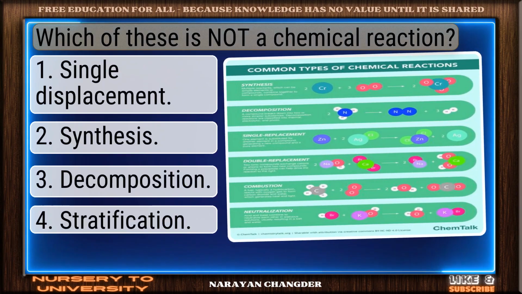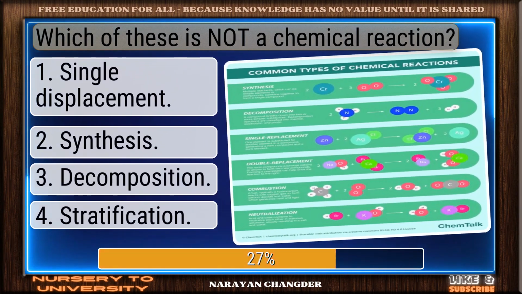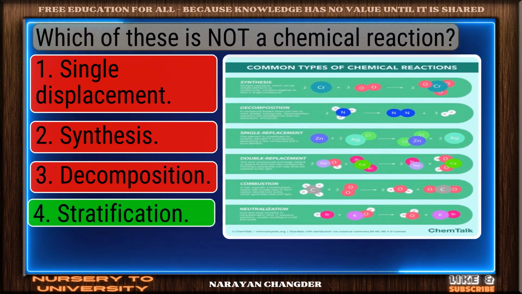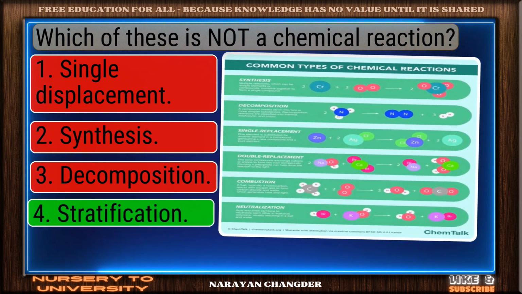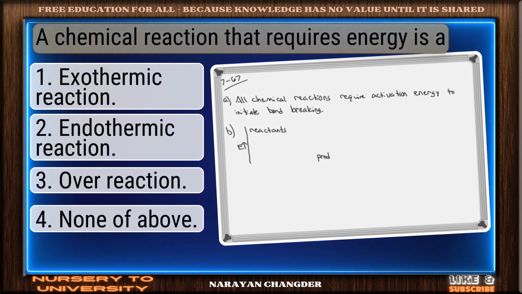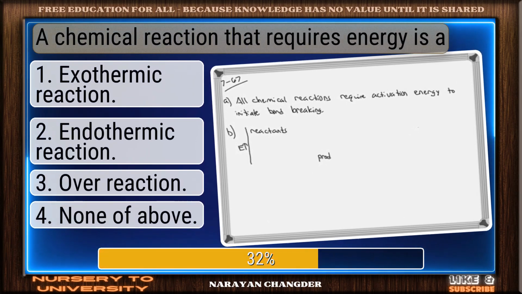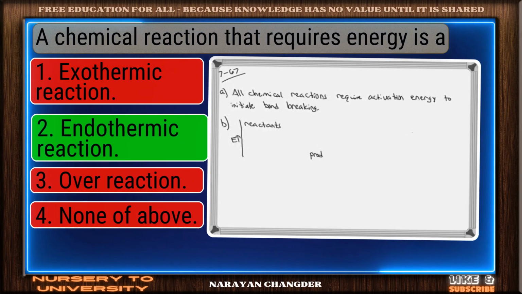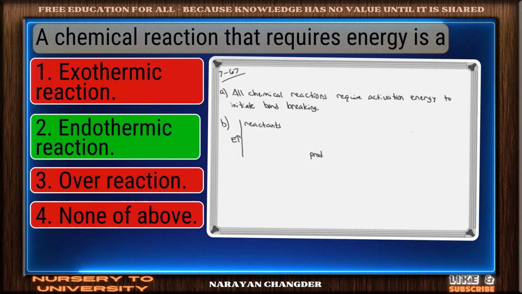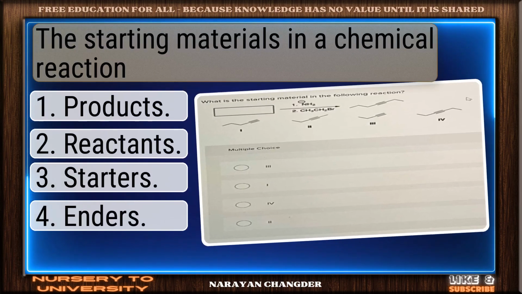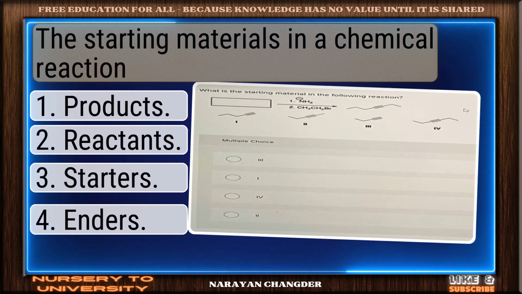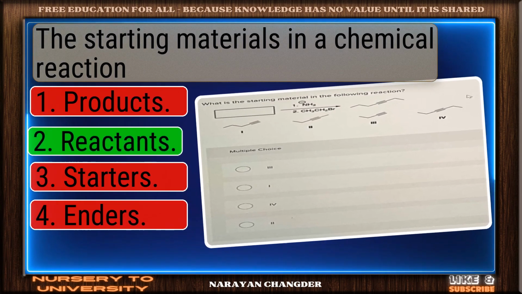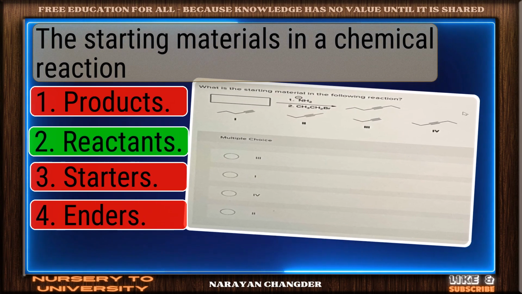Which of these is not a chemical reaction? Correct. Stratification is the right answer. A chemical reaction that requires energy is a dash. Sharp thinking. Endothermic reaction is the right choice. The starting materials in a chemical reaction. Great job. Reactants is the accurate answer.